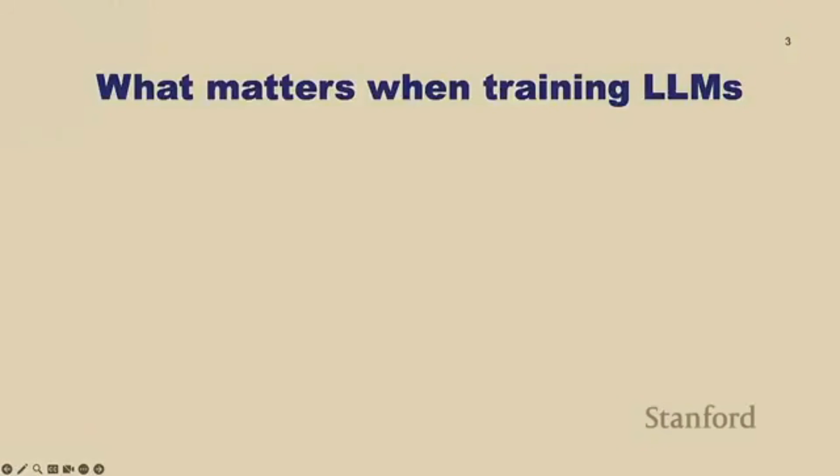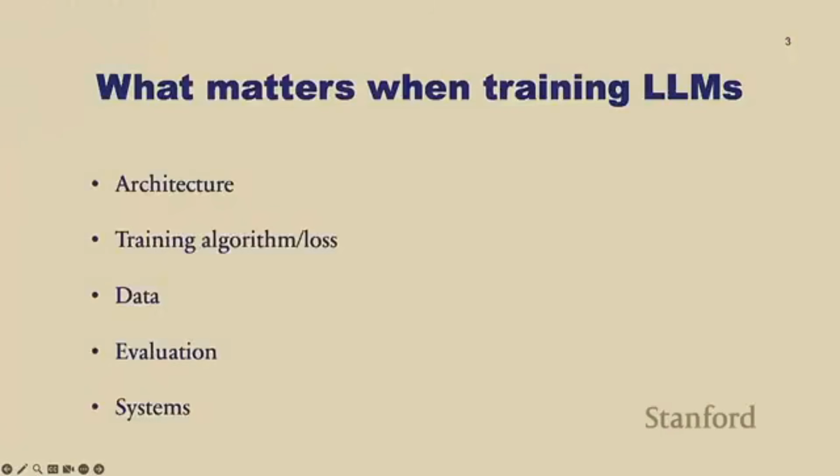Great, so what matters when training LLMs? There are a few key components that matter. One is the architecture. As you probably all know, LLMs are neural networks, and when you think about neural networks, you have to think about what architecture you're using. Another component which is really important is the training loss and the training algorithm, so how you actually train these models. Then it's data: what do you train these models on? Then the evaluation, which is how do you know whether you're actually making progress towards the goal of LLMs.